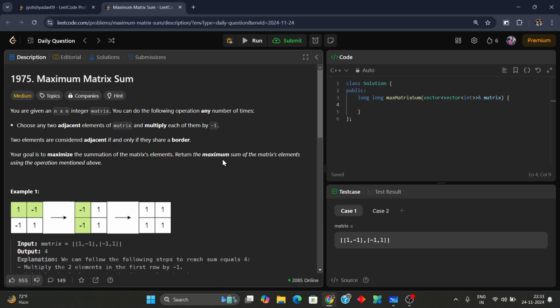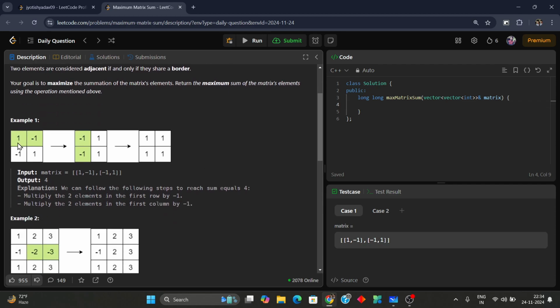Hello everyone. Today we are going to solve the daily question of LeetCode, that is Maximum Matrix Sum. In this question, we have to find the maximum output by manipulating the sign. If a minus is given, we flip the sign to get the maximum value and then add the values. As you can see in the example, the first row and the second row each have a minus. So if by chance we cancel these, we will get our maximum output, that is 4.